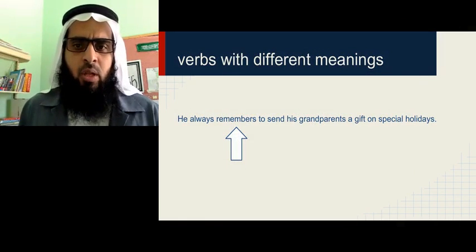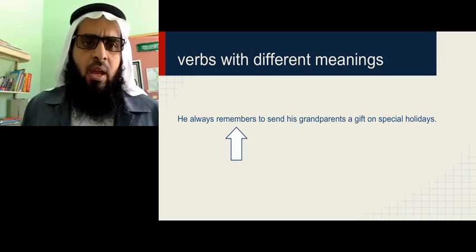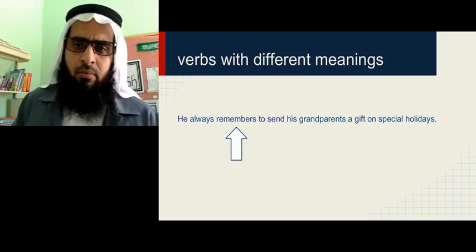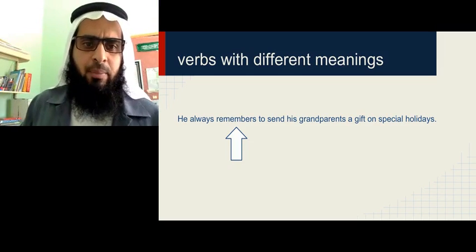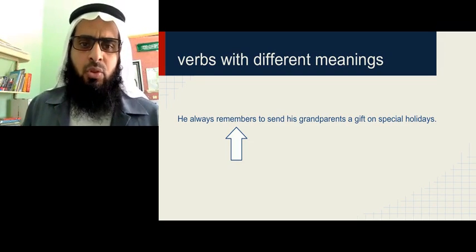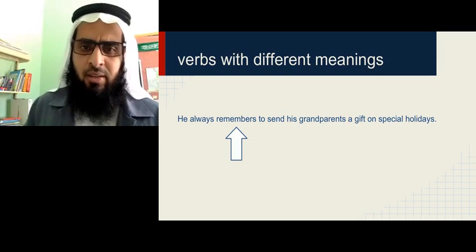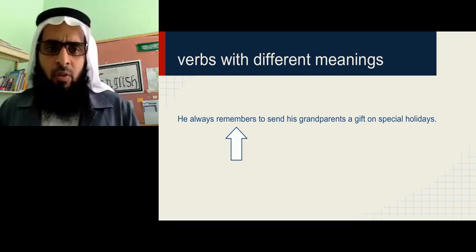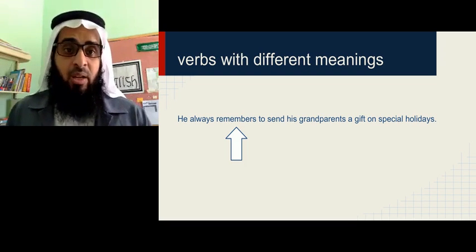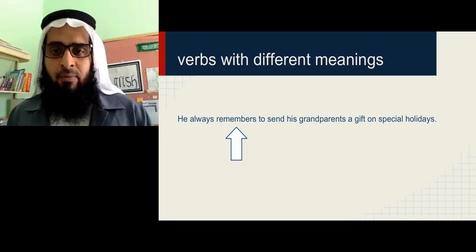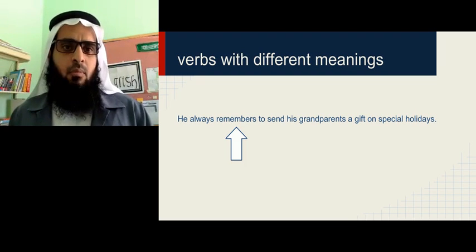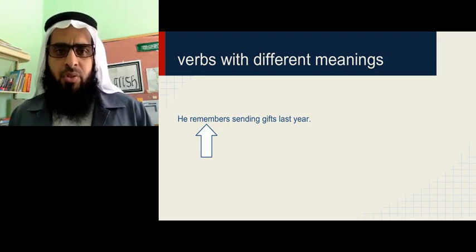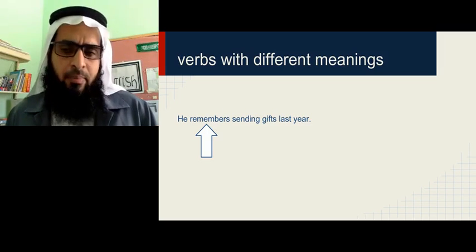Now, the first thing I'd like you to look at is this sentence. Sometimes the same verb has two different meanings. For example, he always remembers to send his grandparents a gift on special holidays. Now, the verb here is remember. Now I'm going to give you a new sentence, with the same verb but with a different meaning. Consider this. He remembers sending gifts last year.